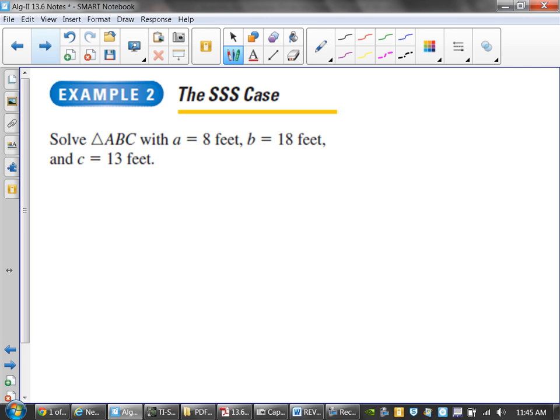Now let's look at the really weird scenario. Oh, jeez. There always is a weird scenario because it's math and that's how things work. It's what they call the side.